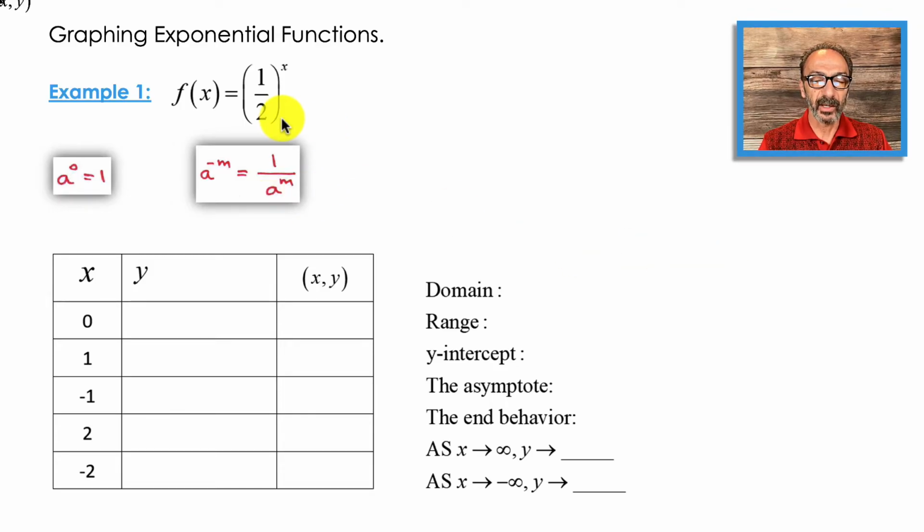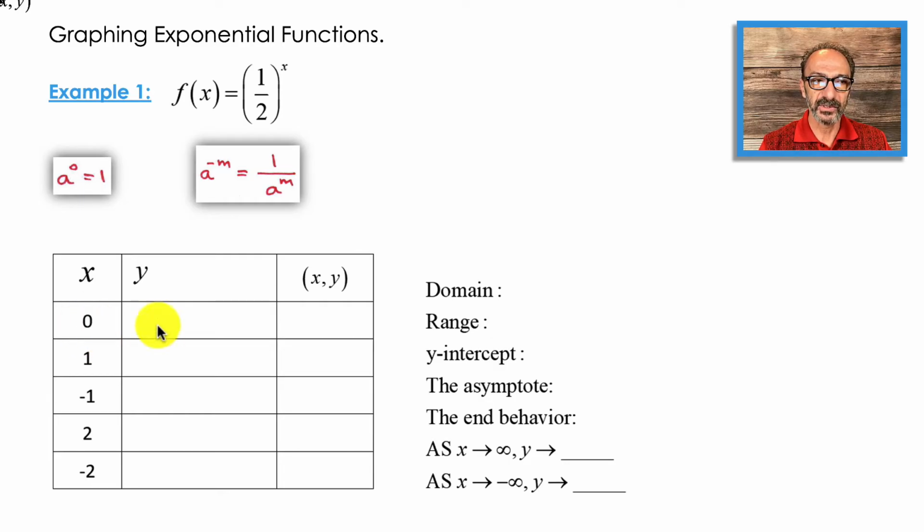This is a basic example of 1/2 to the power x. You want to keep in mind that anything raised to the power 0 is 1. And when you deal with negative exponents, we have to take the reciprocal, or flip it, and change the exponent to positive to handle it. Let's plug in some numbers and see the graph.